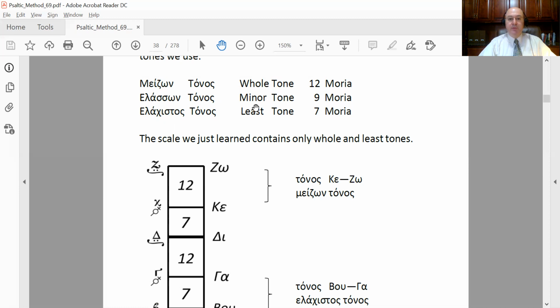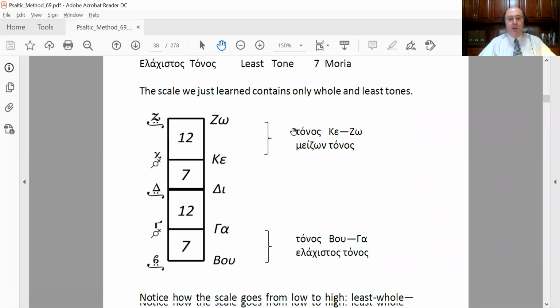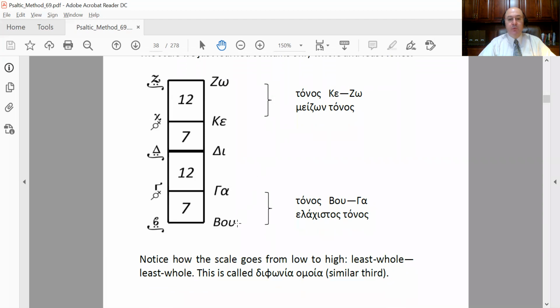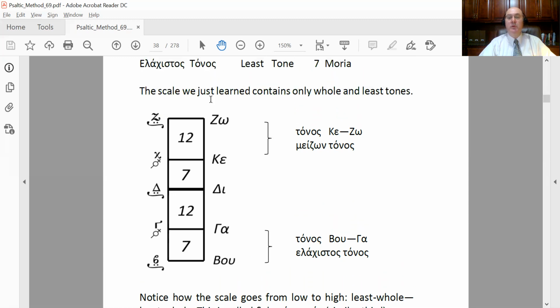Okay, so we have whole notes, we have minor notes, and we have least notes. Two more things. Note how from vou to thee we have a 7 and a 12, or in other words, we have an elachistos, or a least, and a whole, or a meson tonos. Elachistos, meson. Elachistos, meson. And if we continued up, it would be elachistos, meson.